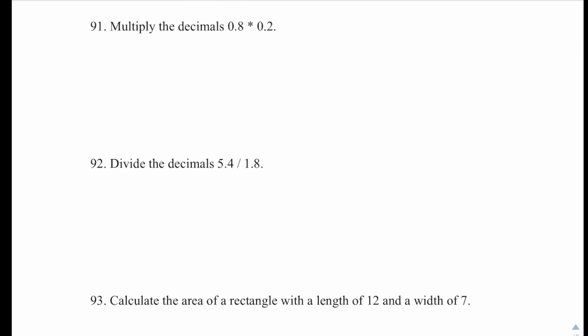Multiply the decimals. 0.8 times 0.2. Again, you have a calculator, so you'll just plug that in and it's 1.6.